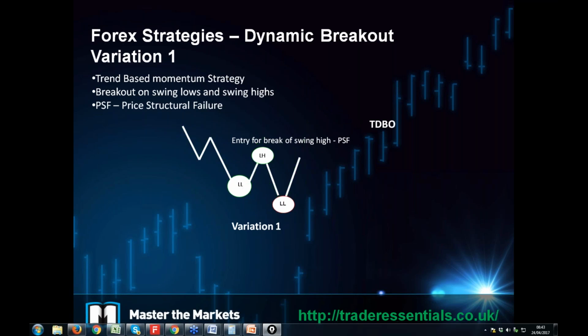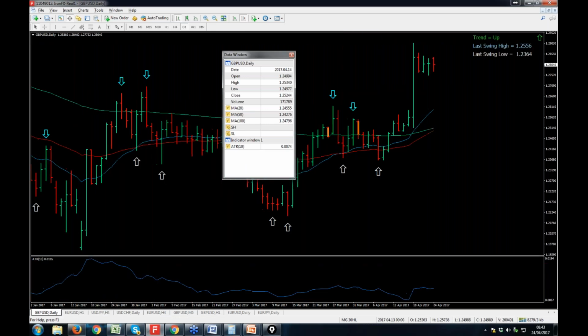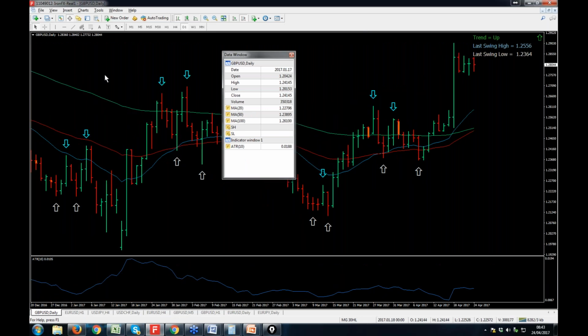This is exactly what it looks like. And what we can do is look at an example of a dynamic breakout variation 1 on the pound US dollar, and I'll show you the daily chart of the pound US dollar. You can see the variation 1 breakout that took place recently. It's just here.